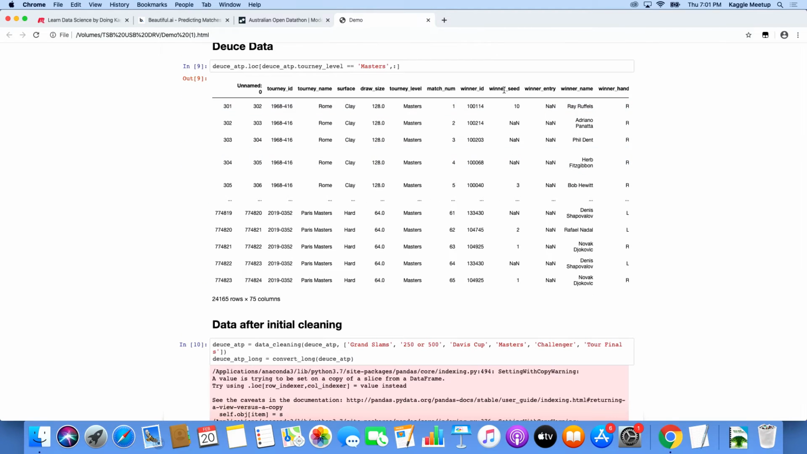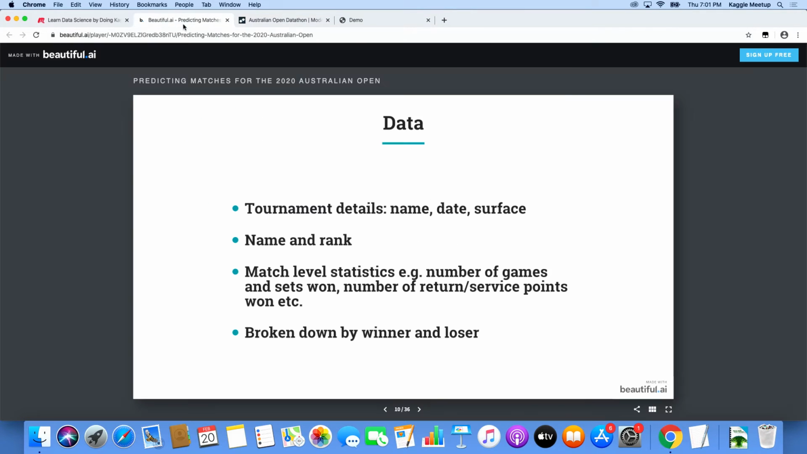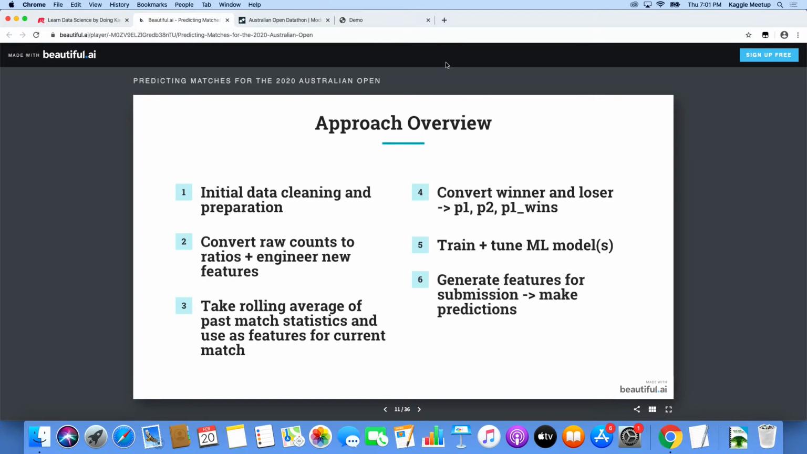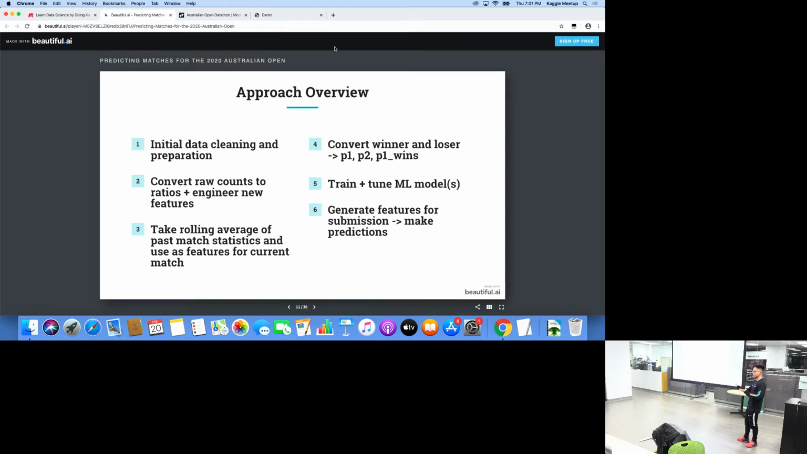Let's see, what else do I want to mention? Yeah, that's basically that. Now I'm going to give you a broad overview of what we're trying to do here. This is the overall workflow. Initial data cleaning and preparation. That's pretty easy for the Betfair dataset because everything's really clean. But the dataset that I'll be using for the 2020 project is going to be a lot dirtier, and we'll need a lot of work to get it usable.